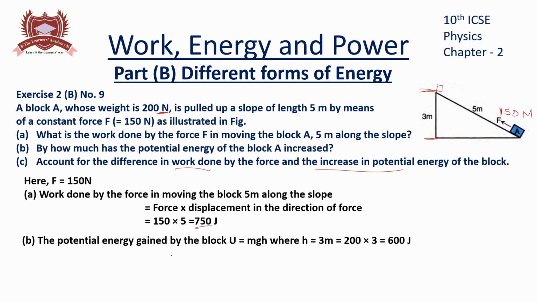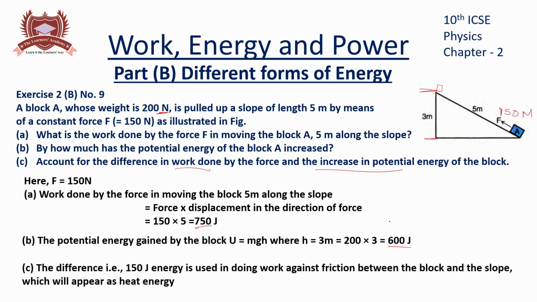In the second case, the potential energy gained by the block would be mgh. Here h is 3 meters, so it would be 20 multiplied by 3 meters, so that would be 600 joules. So there is a difference of 150 joules, and this is because the 150 joule energy is used in doing the work against the friction. We are sliding the box, so there would be friction at this point when we push it up.